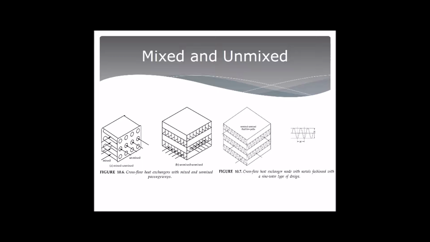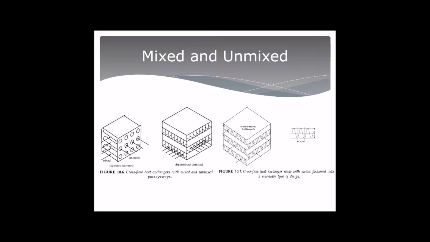Figure 10.6 shows examples of cross-flow heat exchangers that contain mixed and unmixed flow passageways. Figure 10.6a shows a mixed-unmixed system, and figure 10.6b shows an unmixed-unmixed heat exchanger.